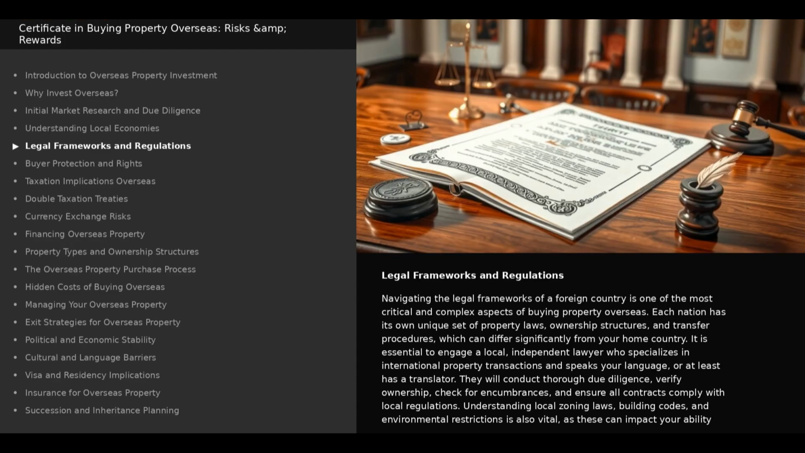Understanding local zoning laws, building codes, and environmental restrictions is also vital, as these can impact your ability to develop or modify the property. Failure to adhere to these legal requirements can lead to significant financial losses and protracted disputes. Always prioritize legal counsel to safeguard your investment.